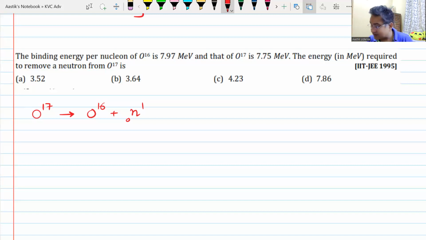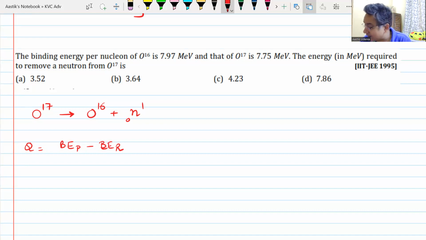They're asking you how much energy is required. So basically what they're asking you, my dear friends, is the Q value of this reaction. What will be the Q value of this reaction? That will be the binding energy of the product minus the binding energy of the reactant. Yes or no? Binding energy of the product minus the binding energy of the reactants. I hope you understand this.